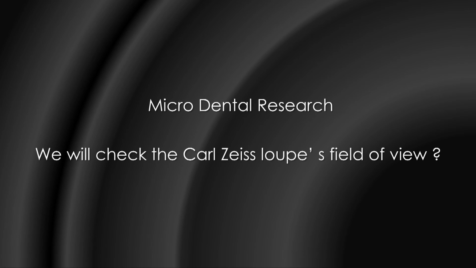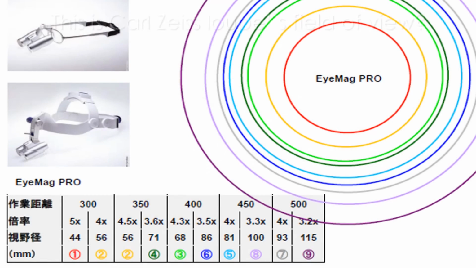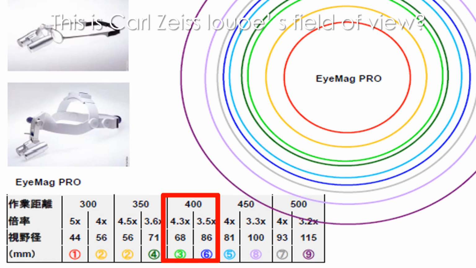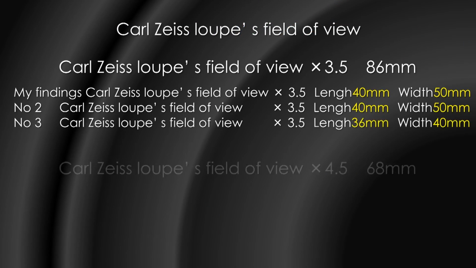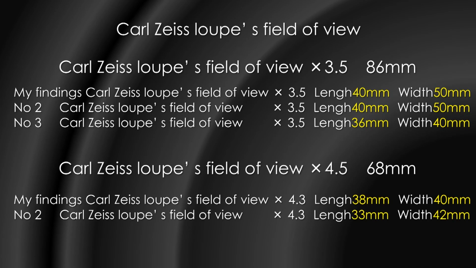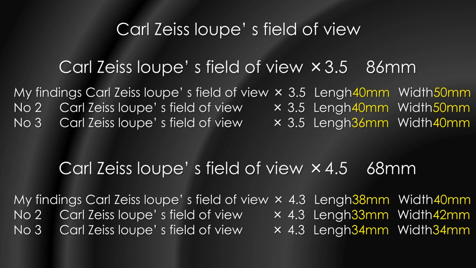So, in microdental research, we will check the Carl loupe's field of view. This is the company's advertisement. The Carl loupe's field of view at 3.5 magnification is 86 mm. The 4.5 magnification loupe is 68 mm, but my findings are a little bit different.